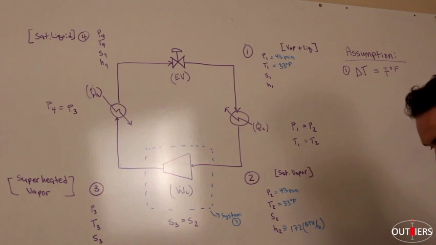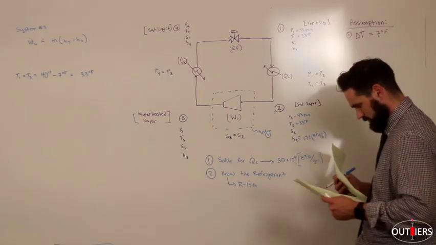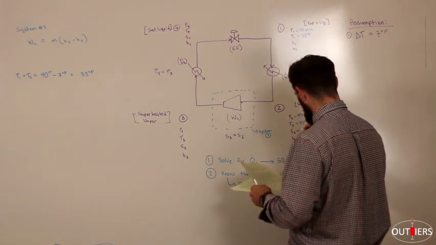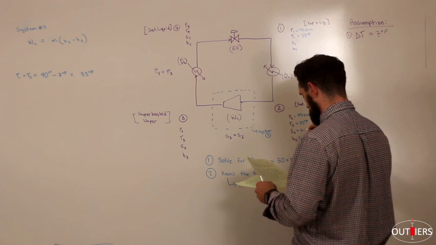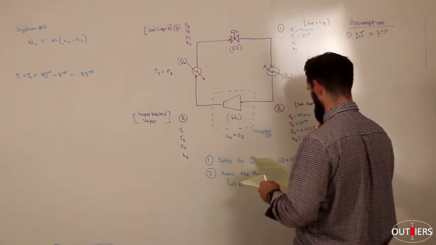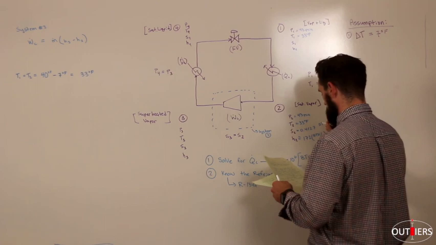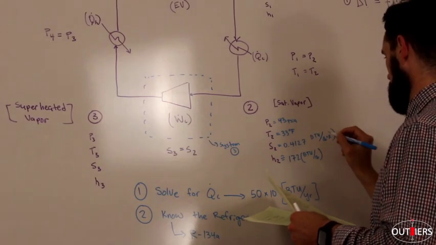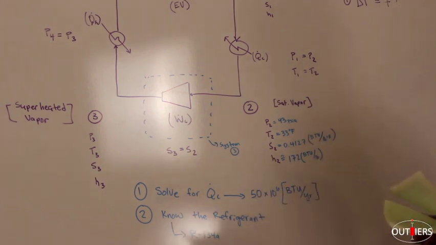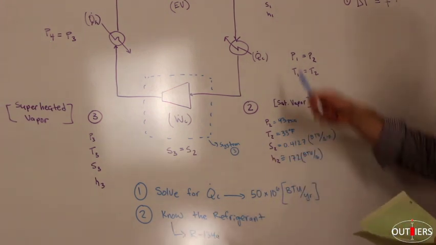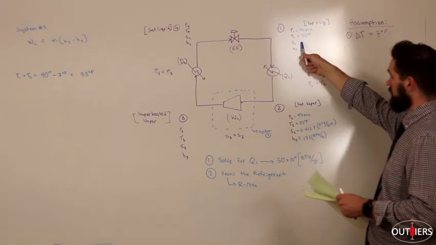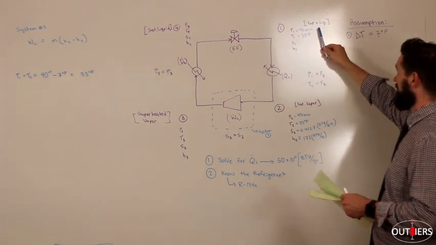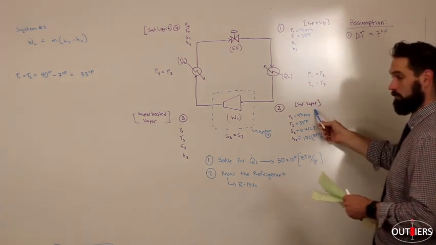Let's see here. What are our entropy values? Our entropy here is 0.4127. Units here are BTUs per pound degree Rankine. Okay. Now, entropy here is not the same as entropy here. We can infer that because here we have vapor plus liquid and here we have saturated vapor. Entropy's gone up.